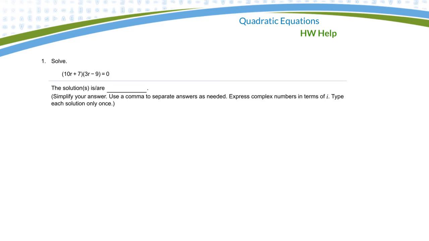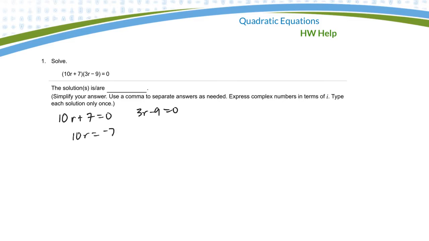All right, here's some homework help for the quadratic equations section. First question, they have two factors equal to 0. That's just perfect for the zero property. So to solve, I can just separate those. 10r plus 7 is 0, or 3r minus 9 is 0.